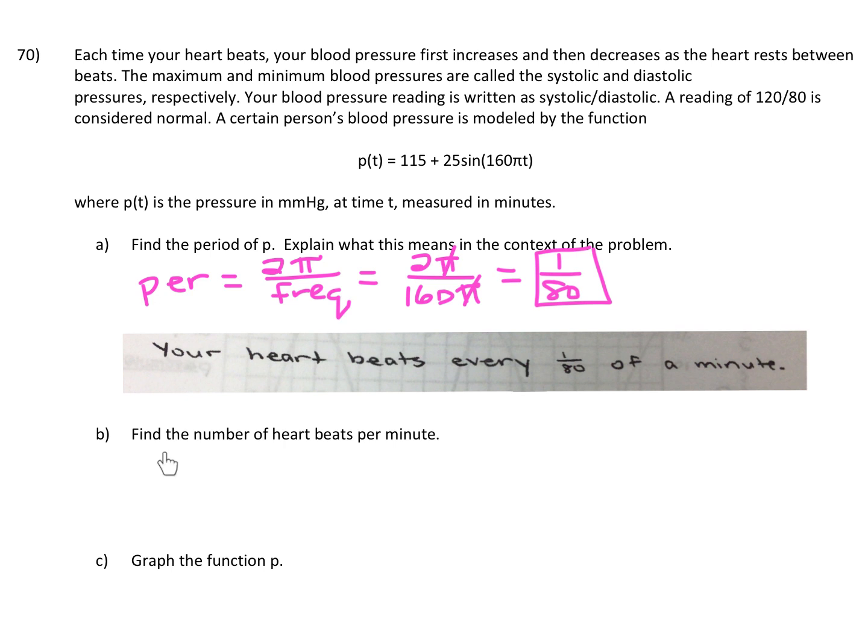So then part B, find the number of heartbeats per minute. Okay, so we just kind of said that, right? If your heart beats every 1/80th of a minute, that means your heart is going to beat 80 times per minute. So there we go.